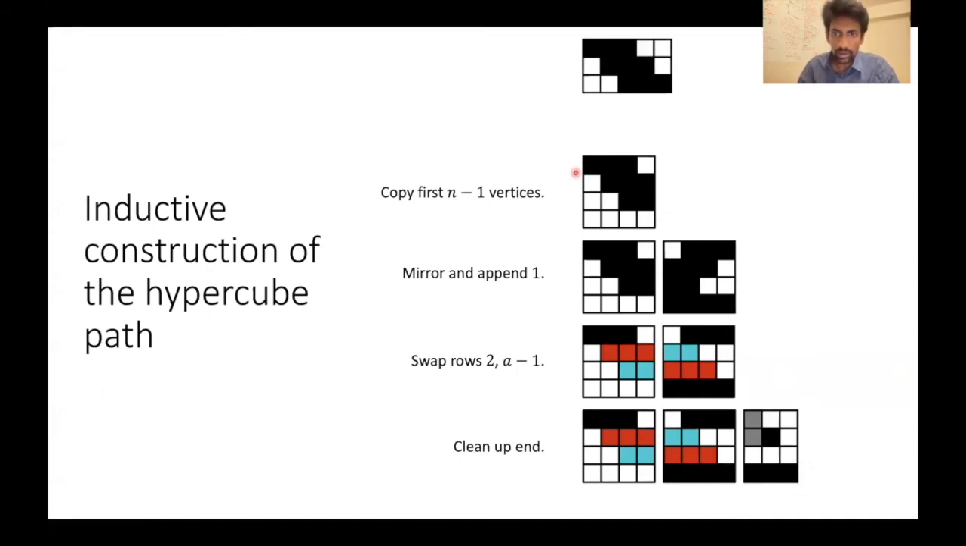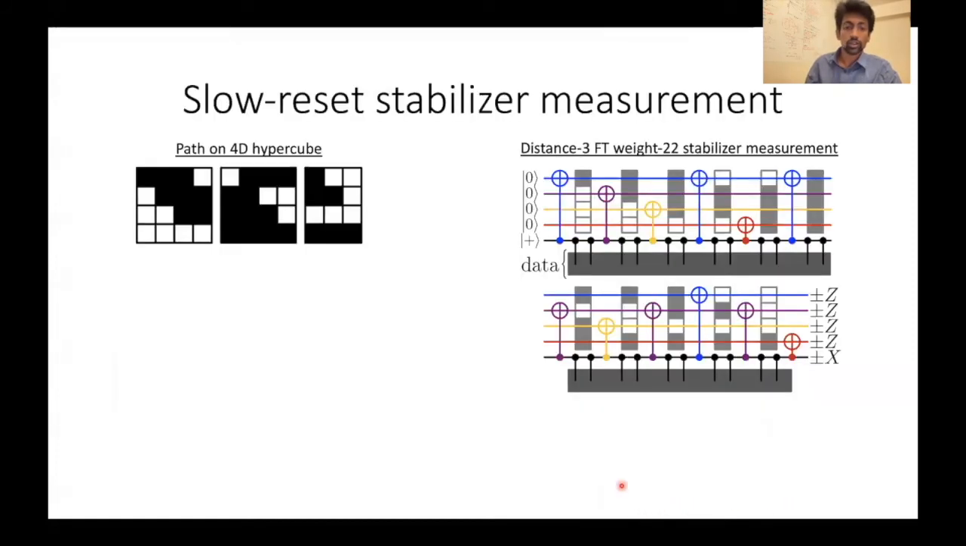Notice here that in the 3-dimensional hypercube, you have a path of length 5. And in the 4-dimensional hypercube, you have a path of length 11. So using this length 11 path, you can actually measure a weight 22 stabilizer. And so this is the main result of our talk.